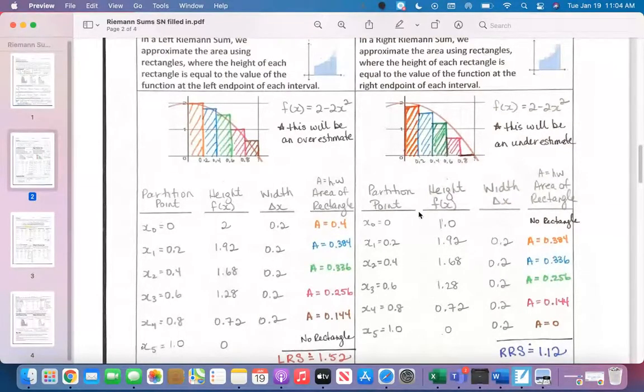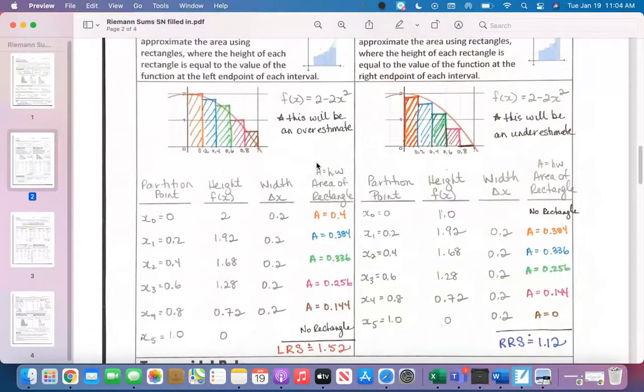And because of that, for the left Riemann sum, there is no final rectangle, and for the right Riemann sum, there's no initial rectangle, and we have an overestimate and an underestimate. So hopefully that makes sense, and how we create the chart, and how we can use that chart to help us organize our work in terms of finding the areas. And then we add up those areas to have a left estimate and a right estimate.